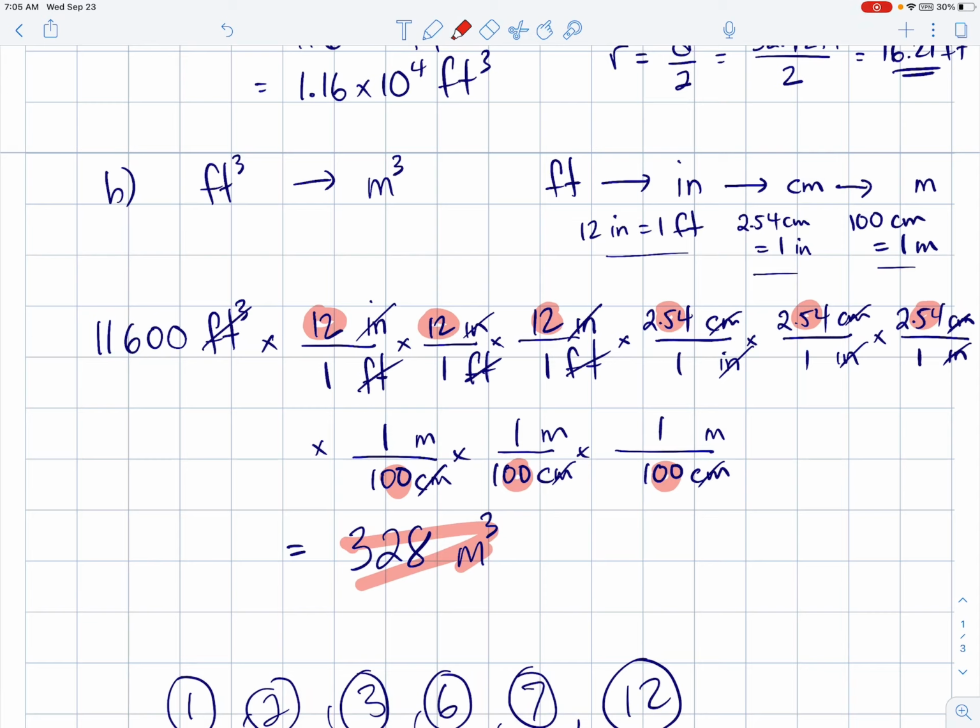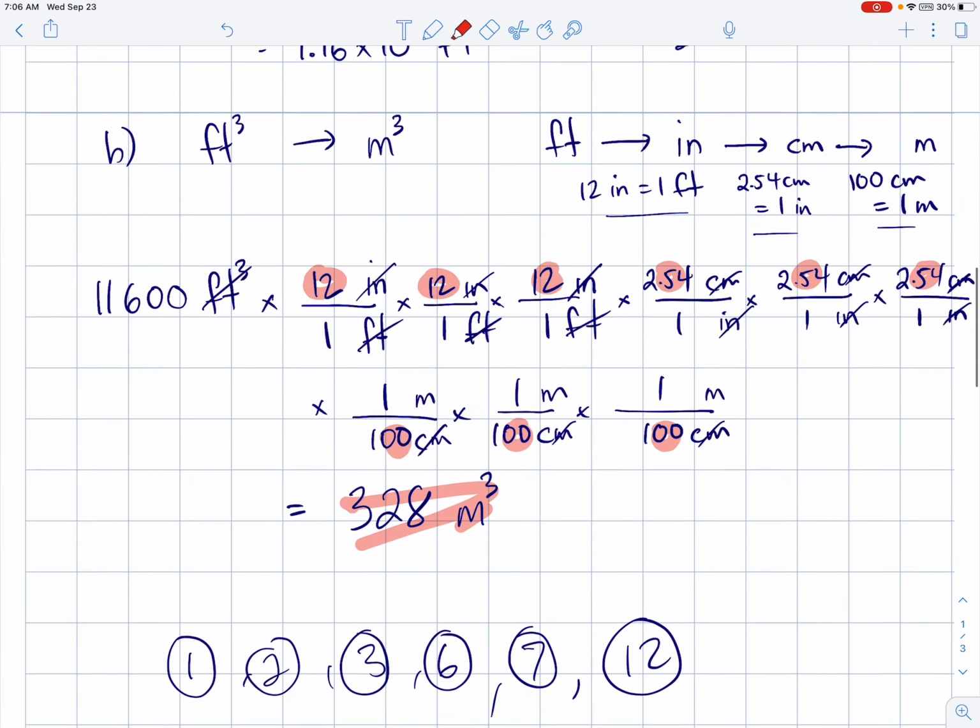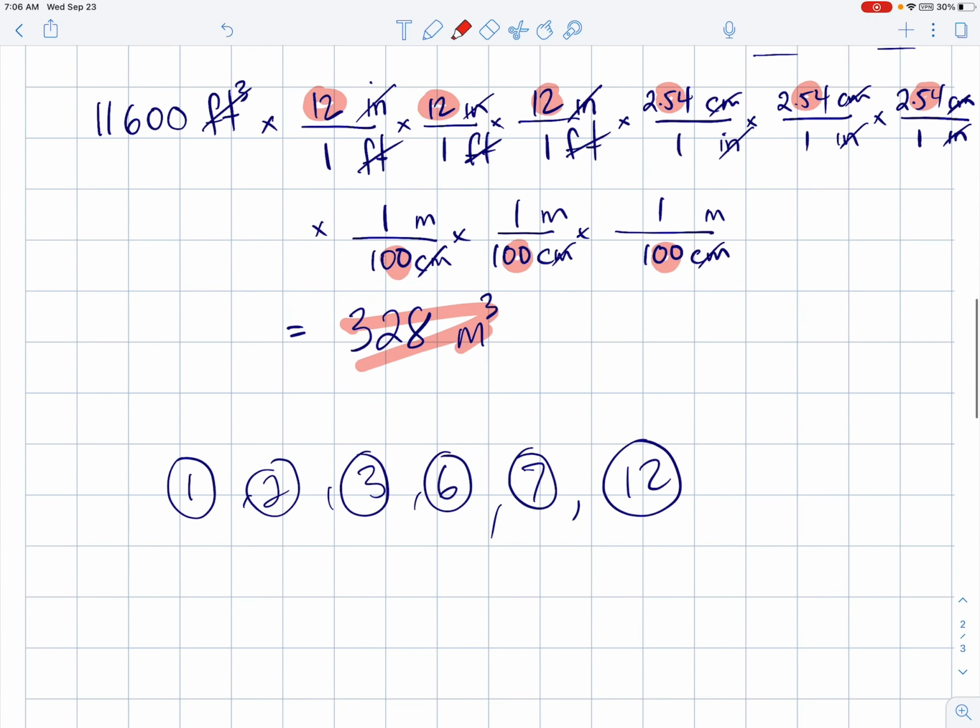All right, so I hope that helps. If we had square feet instead of cubic feet, I would do the same thing that I did here, but only twice for each unit multiplier. We would use each one twice. If we had just feet instead of cubic feet, and we were converting to meters, I would have used each unit multiplier only once, right? So I hope that helps, both for science and math.